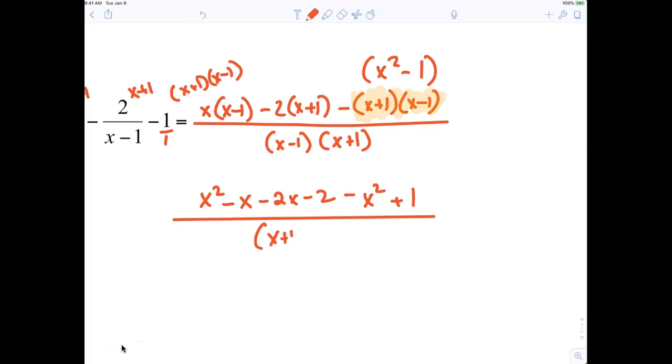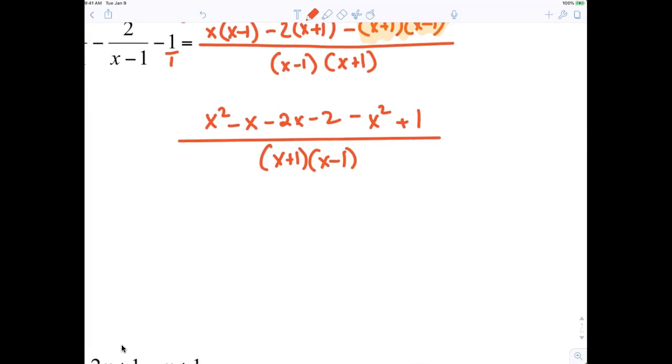All over x minus 1, x plus 1. Good. So now you would combine, so it would be x squared. No. What happens? Oh, the x squared cancels. Okay. And then you get negative 3x minus 1 over x plus 1, x minus 1.